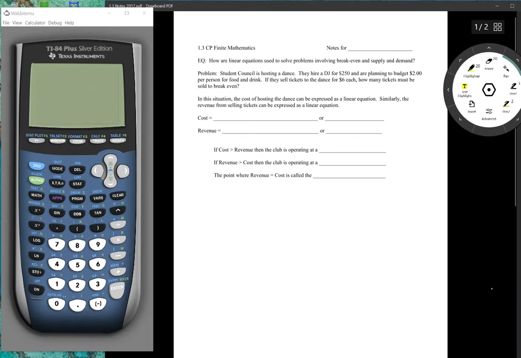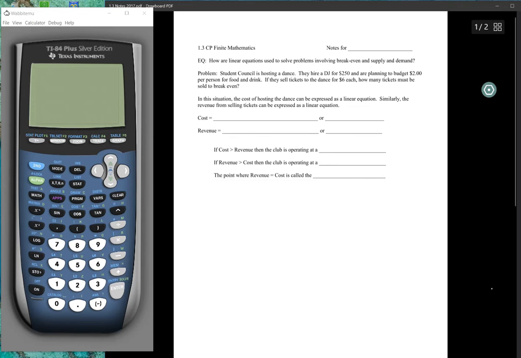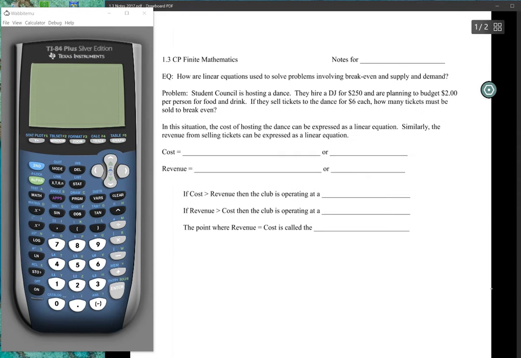And hello there, CP Finite Mathematics, lesson 1.3. We are going to be discussing a few more applications today on how we can solve some problems involving specifically what we call break even and supply and demand. All right, so let's get on into it.